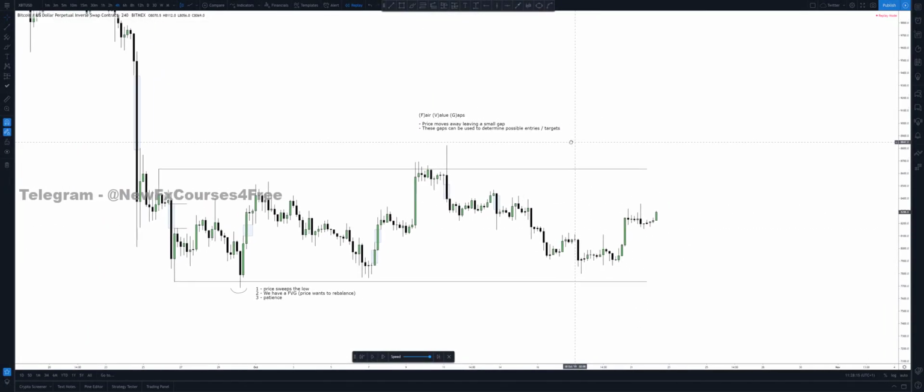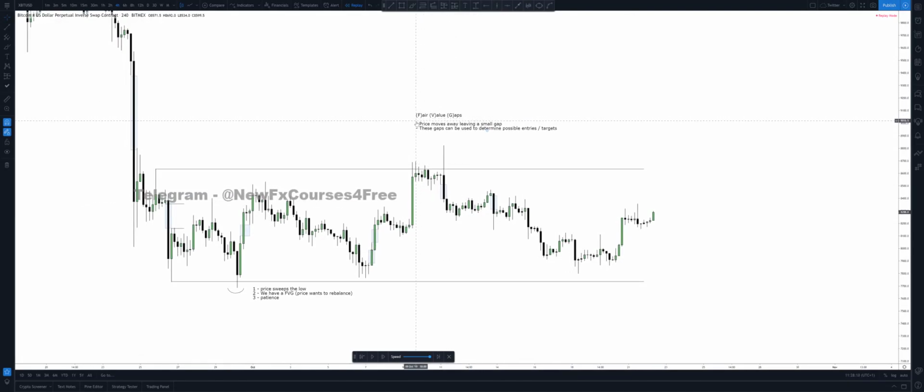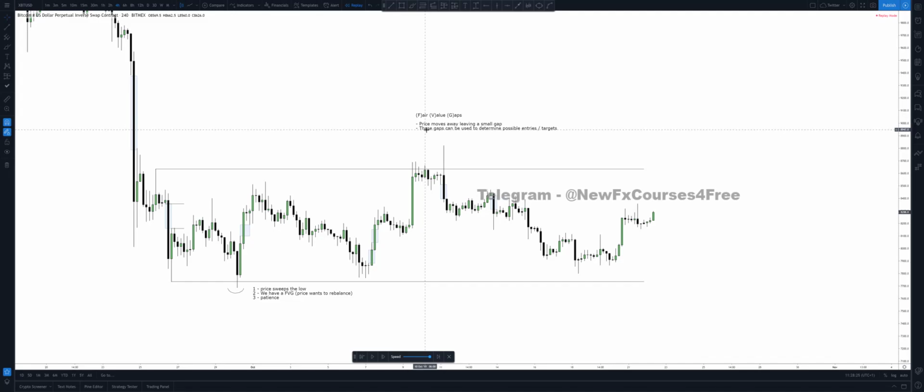Alright guys, so fair value gaps. Two rules: price moves away, leaving a small gap. And these gaps can be used to determine possible entries and targets.